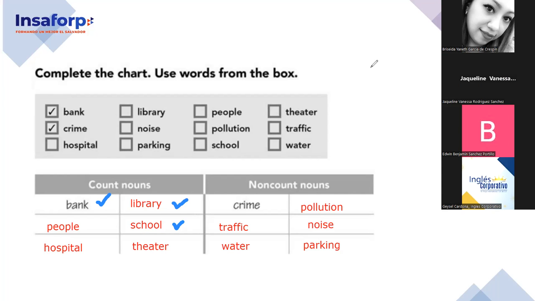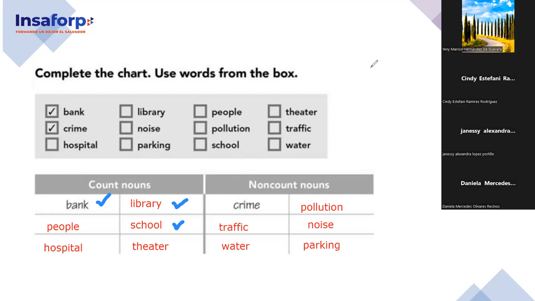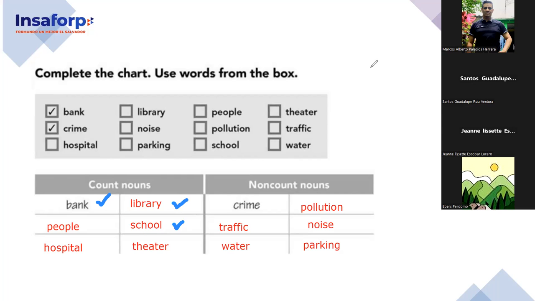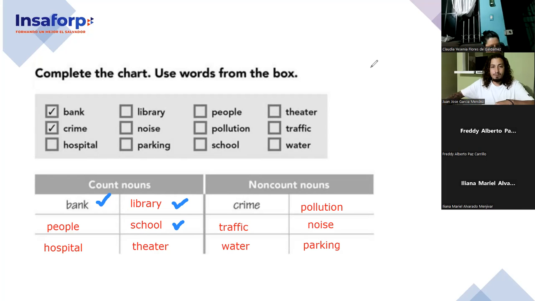In my city, there is a library. Perfect. That is correct. Wonderful. Very good. Yes, Juan Jose, thank you.